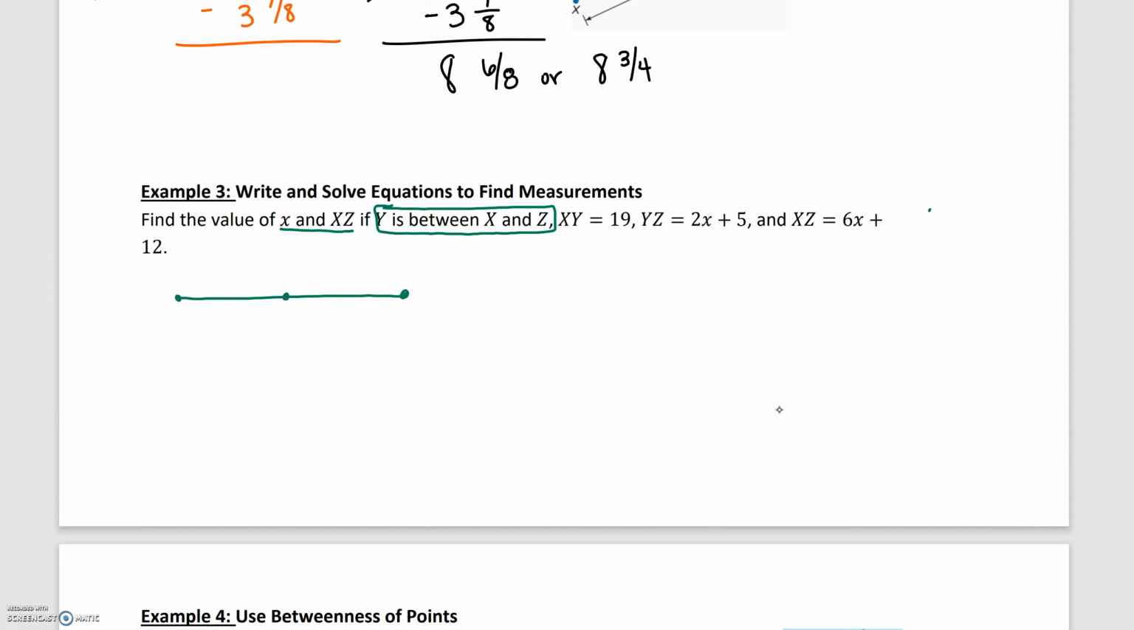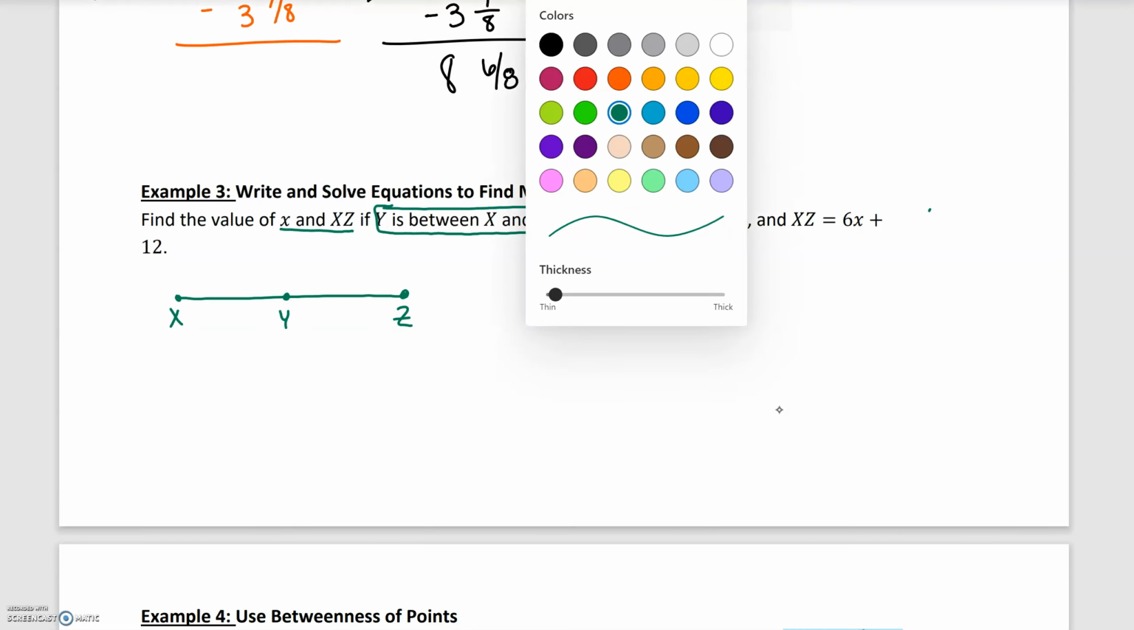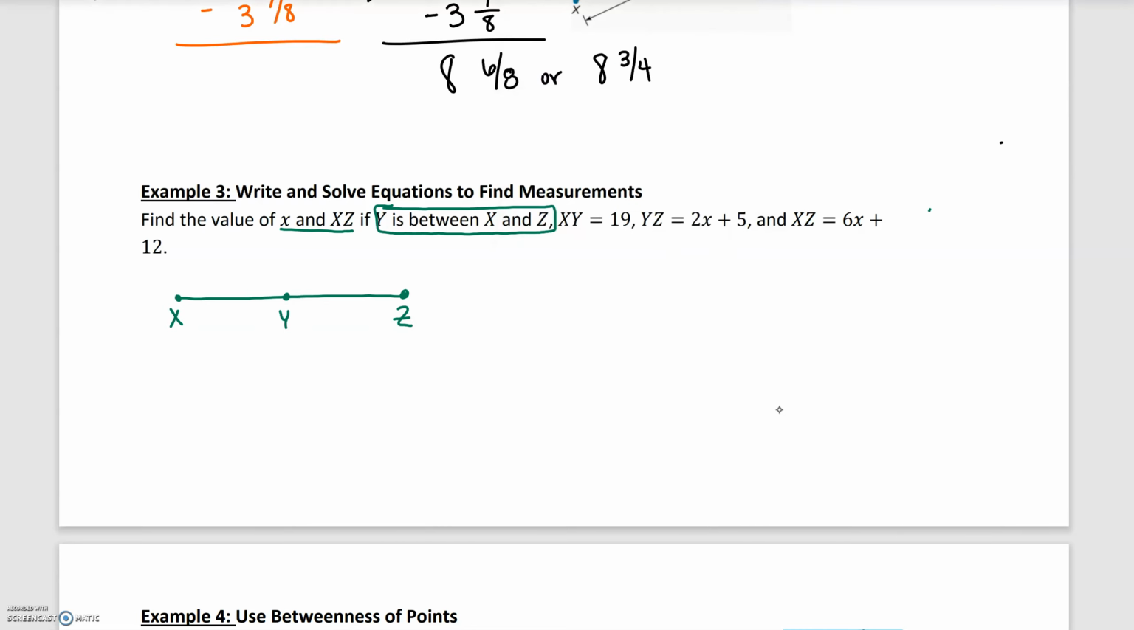So somewhere in the middle, we're going to put a point and put a Y. It doesn't necessarily have to be right in the middle, since it just uses the word between. And then X and Z, it doesn't matter which end we put them at, but we need X and Z there on our endpoints. And now we can go ahead and fill in our information. If we have XY is 19, then over here where XY is that segment, I'm going to go ahead and put a 19 above.